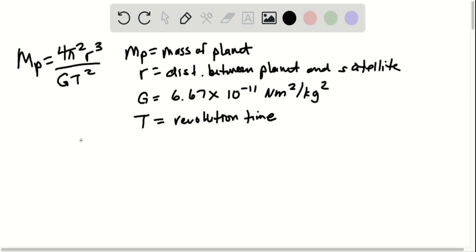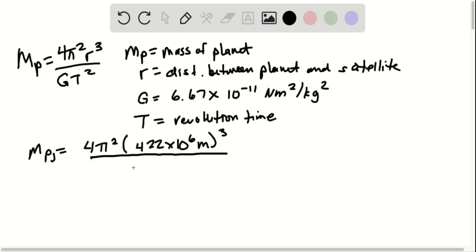Now, using data from the moon Io, I can predict the mass of the planet Jupiter, which I'm going to note as M_PJ for mass of planet Jupiter. So according to this formula, I would put in the radius, the distance between Io and Jupiter, which is 422 times 10 to the 6th meters. I'm going to cube that value and divide all of this by G, which I've noted above, and T squared.